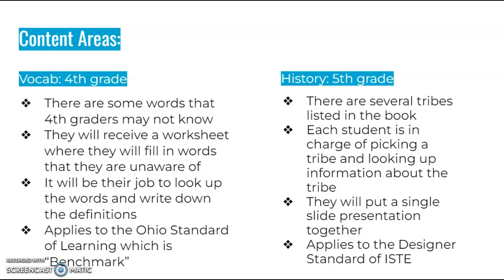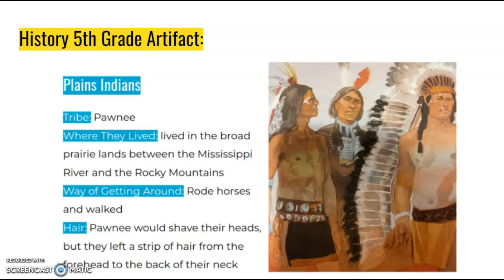And the history of the fifth grade is my second content area lesson plan. There are several tribes listed in this book, and each student will be in charge of picking out a tribe that they like, and they will look up the information about the tribe and put a single slide presentation together, and then they will present that to the class. And this applies to the designer standard of ISTE. And here is my artifact that I created using Google Slides, and this is all about the Plains Indians and all about their tribe, which was the Pawnee, where they lived, way of getting around, and hair.